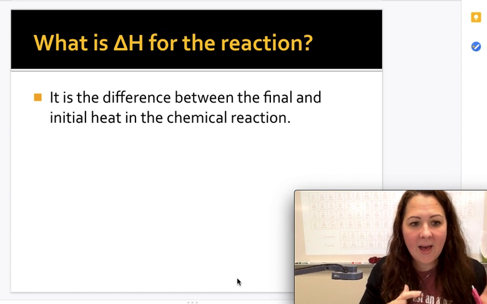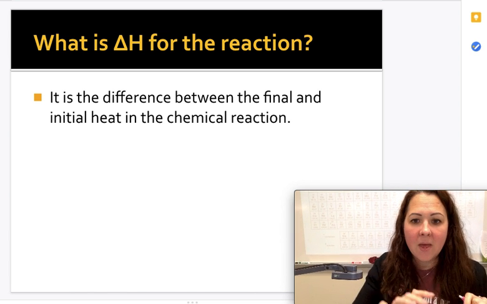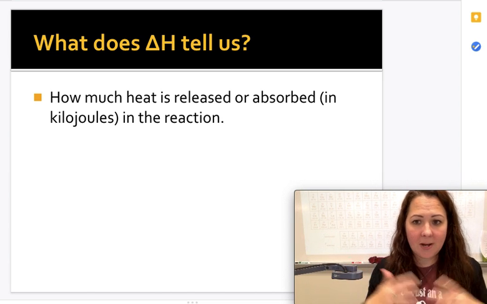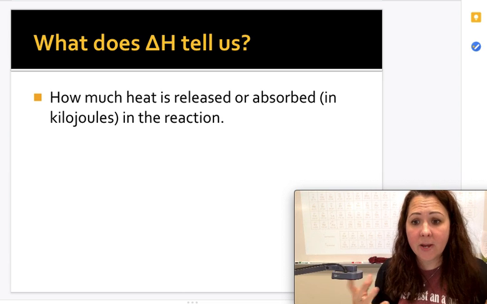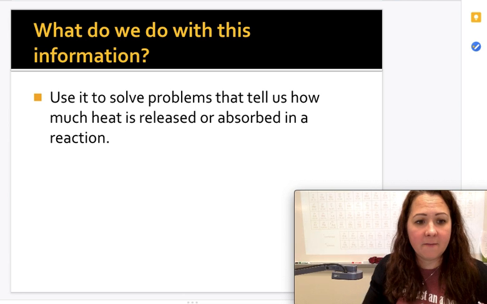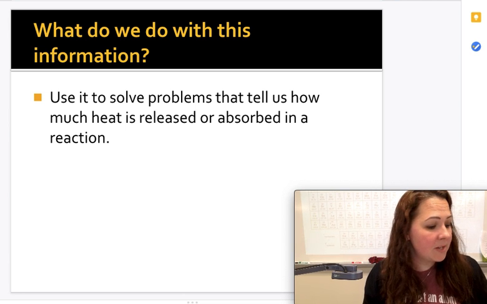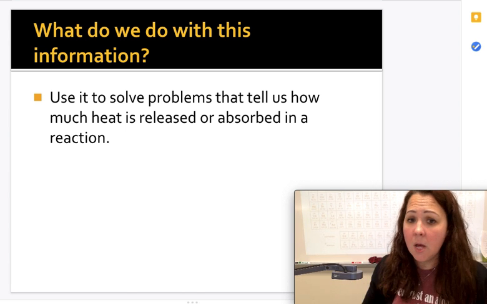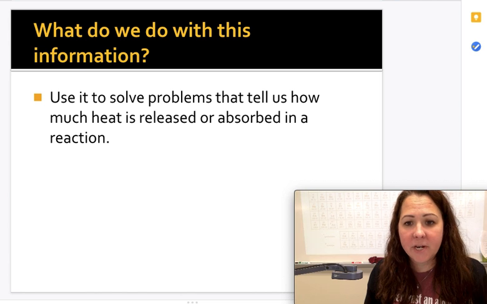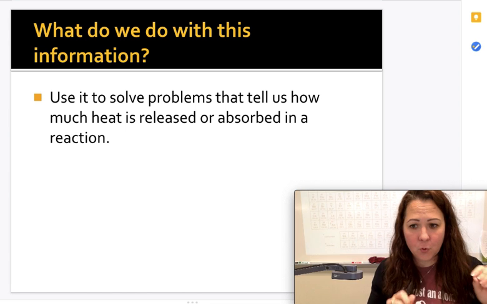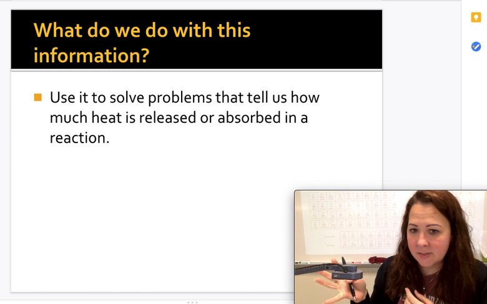So what you have in your delta H value is you're going to see how much heat is absorbed or released, so positive or negative, in kilojoules for the reaction overall. And when we look at this, it's based off of the balanced reaction, because your balanced reaction is going to tell you how many kilojoules of heat per mole that reacts overall. So we can figure out how much heat is absorbed or released in a chemical reaction, but that is for the particular mole amounts that are present.